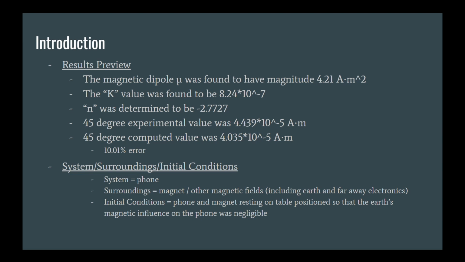The actual system itself is the phone, and the surroundings include the magnet and other magnetic fields, which includes the Earth and faraway electronics. The initial conditions include the phone and magnet resting on a table positioned so that the Earth's magnetic influence on the phone is negligible.